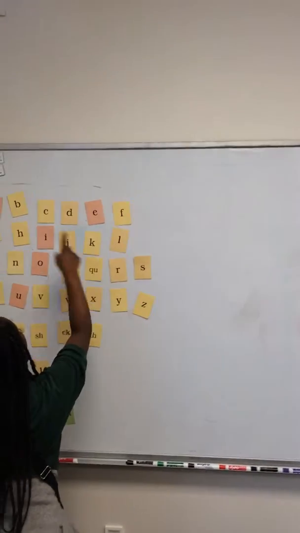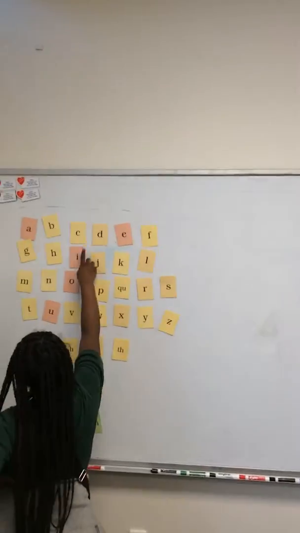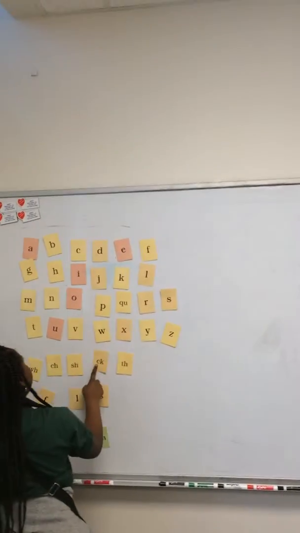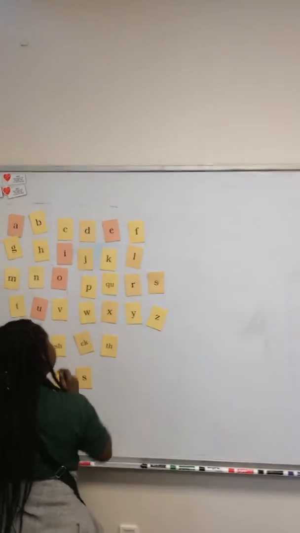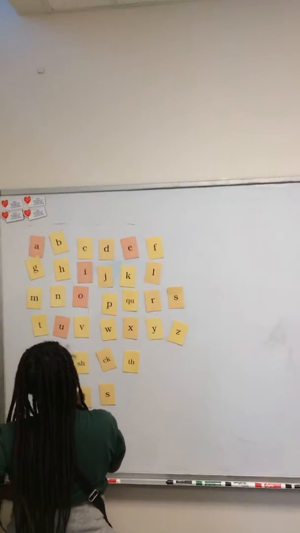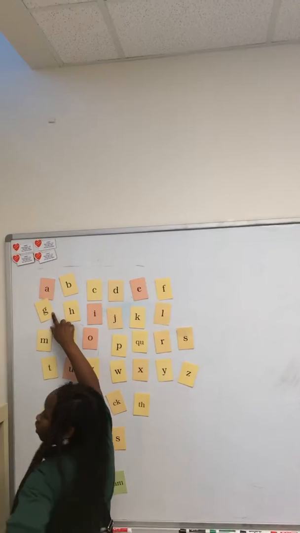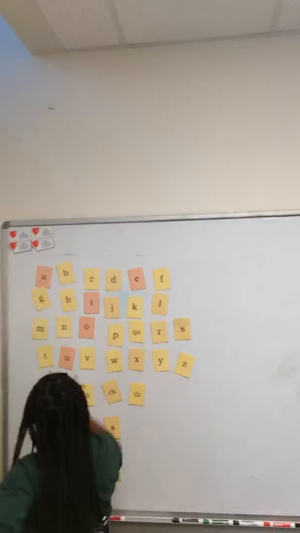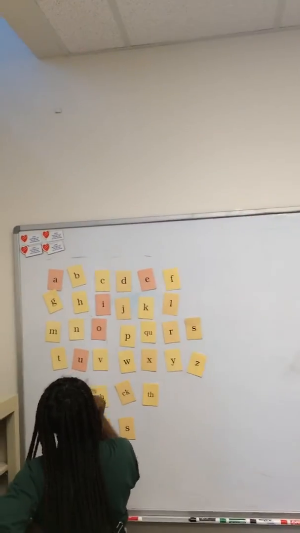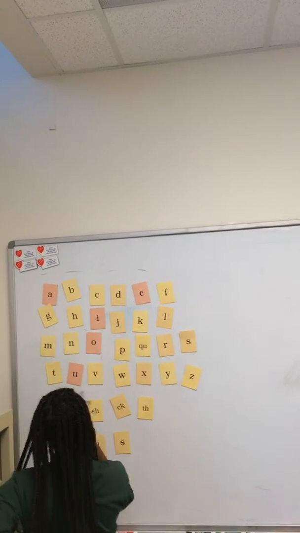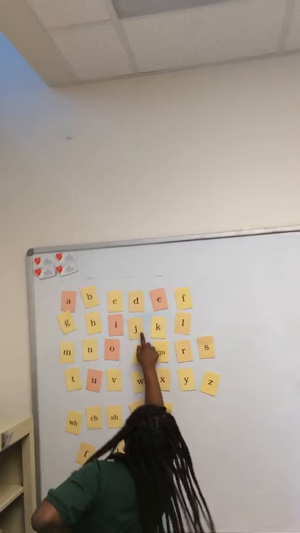K. What else could it be? C. Or. CK. Good. Next sound g. G. Yep. G. After that, next sound is d. D. J.